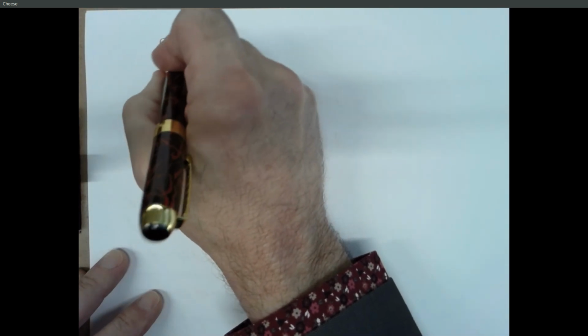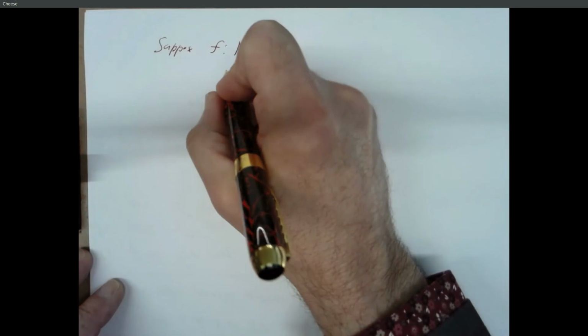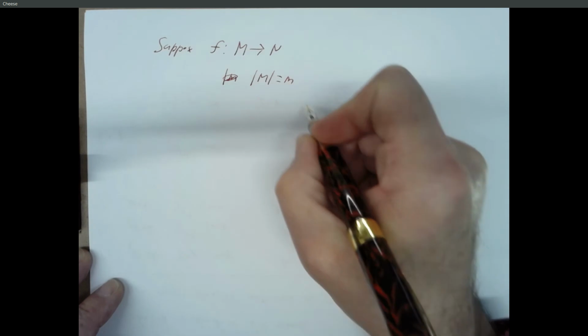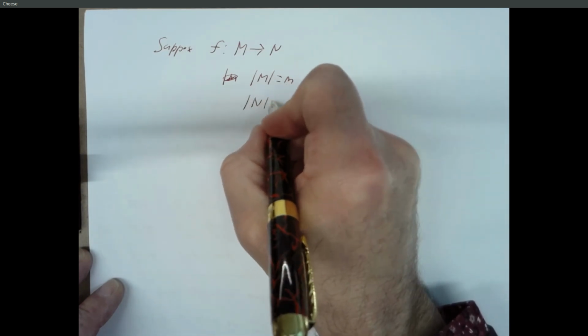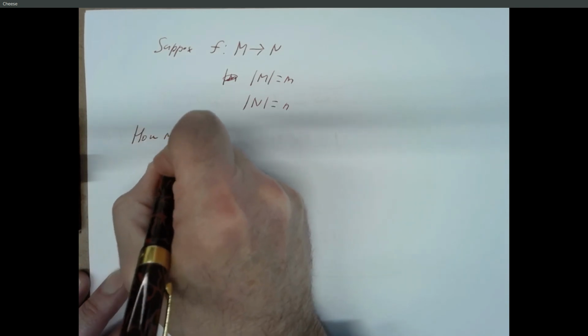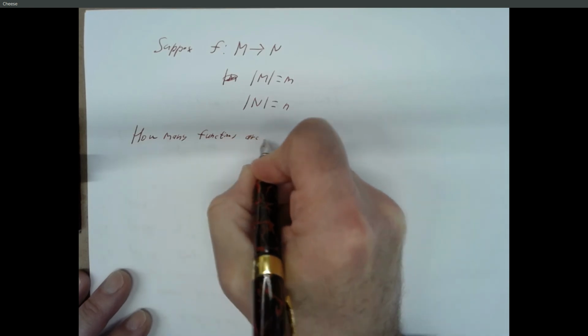Okay, let's do some math. Suppose f is a function going from set M to set N. And suppose the number of elements in set M is little m, and the number of elements in set N is little n. So these are finite sets. How many functions are possible?